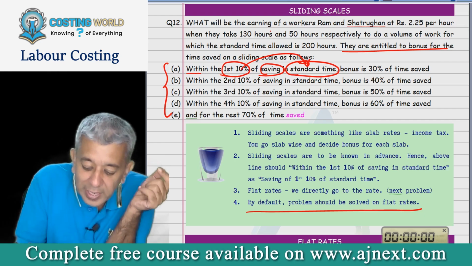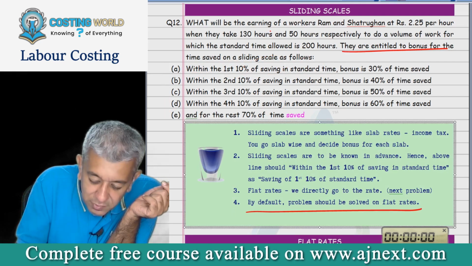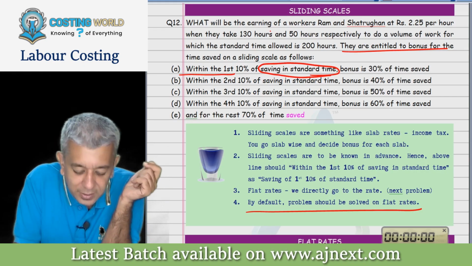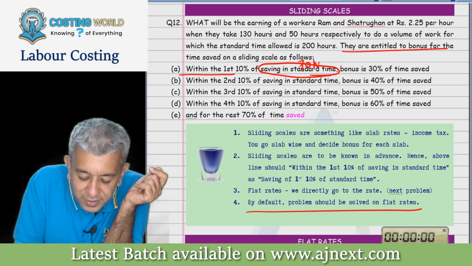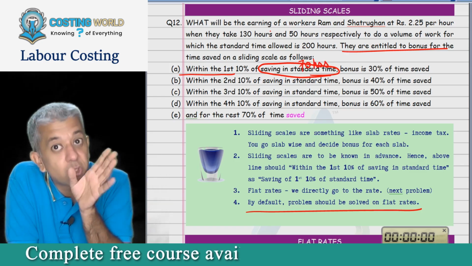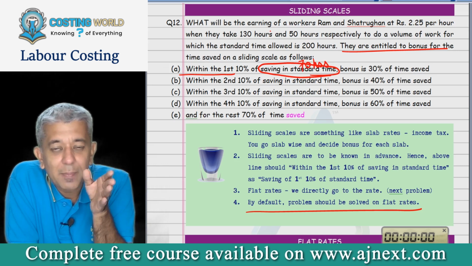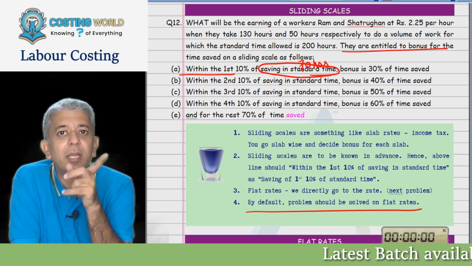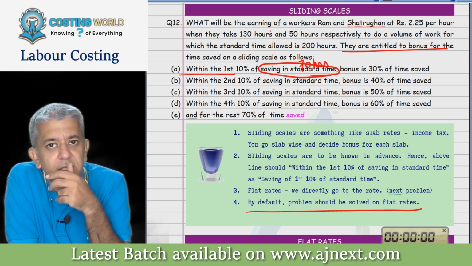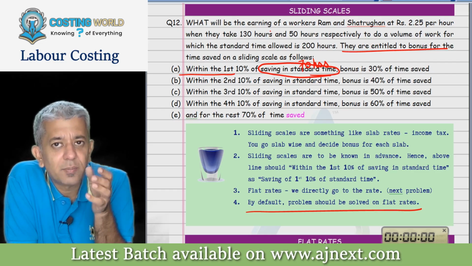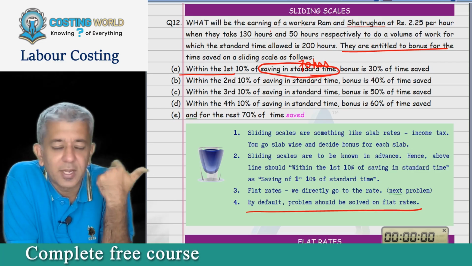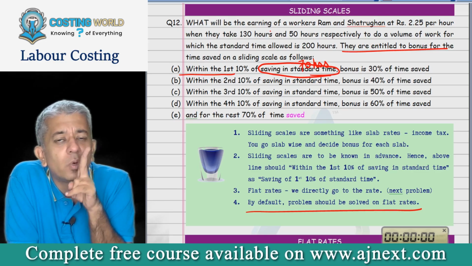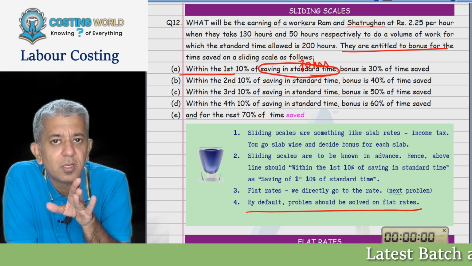Yes, sir. So you literally can't interpret like this. Within the first 10% of saving in standard time, you cannot think like this. Within the first 10% of 70 hours, because if you think like this, then it is wrong. Why is it wrong? Because the slab rate should be known to you before you start the work. Tell me, saving in standard time will be known to you on the first day or last day? Last day, because for saving you require the standard time, that is your time allowed, which you all know on the first day. But your time taken will only be known to you on the last day, no? Is that all okay for everybody?